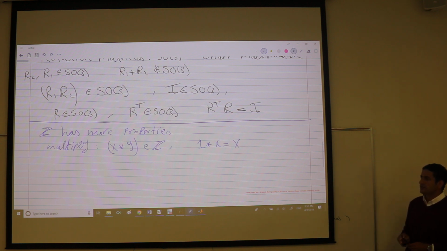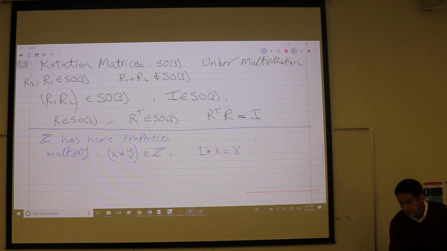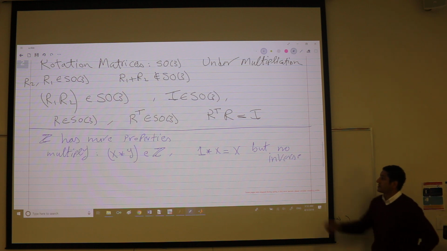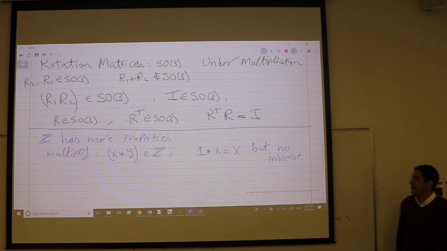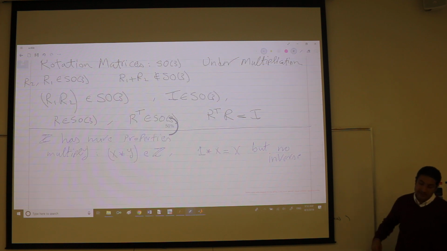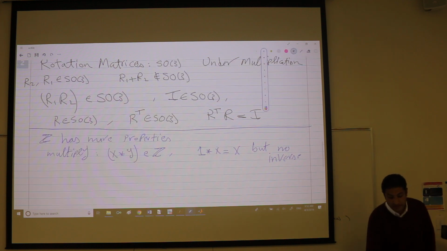So are you saying that Z is a group under multiplication? We don't have an inverse. Exactly, we don't have an inverse. So it's not a group, because when you give me any x, I cannot invert it. Actually, the inverse would be a rational number, and a rational number is not an integer. So no inverse. So this suggests a definition, right?